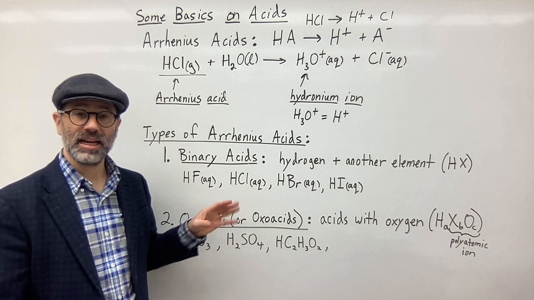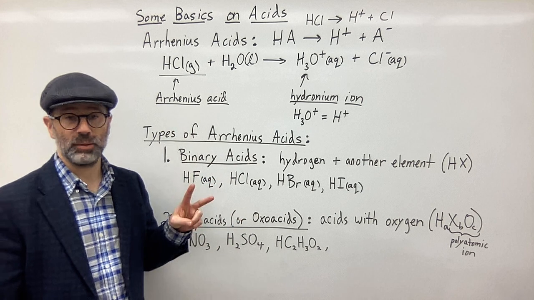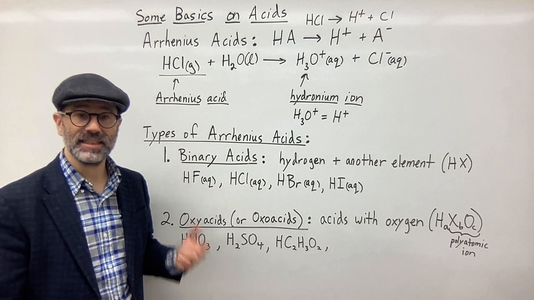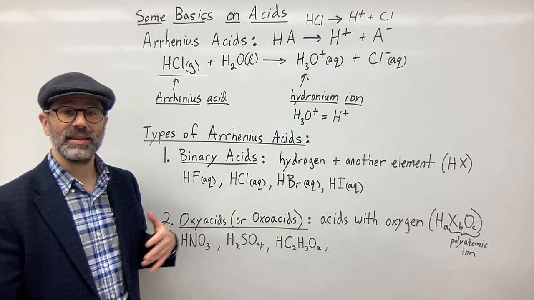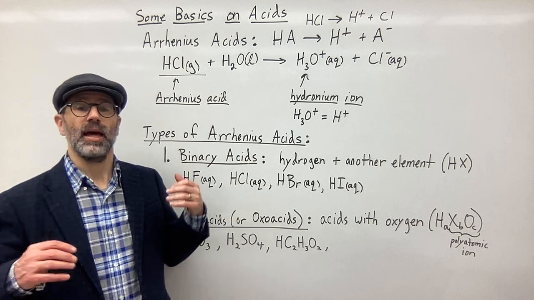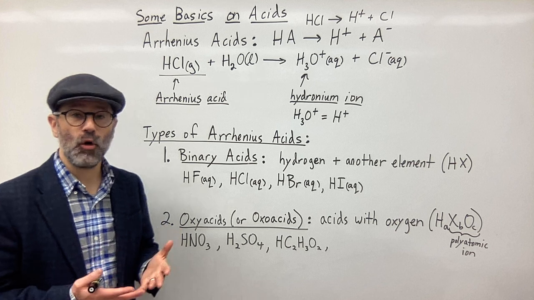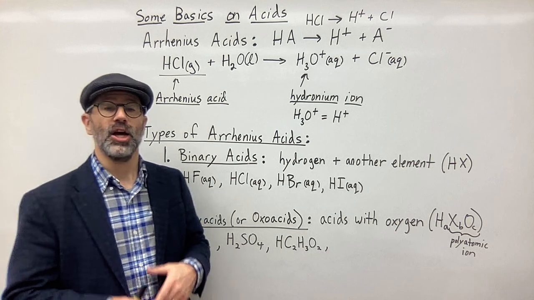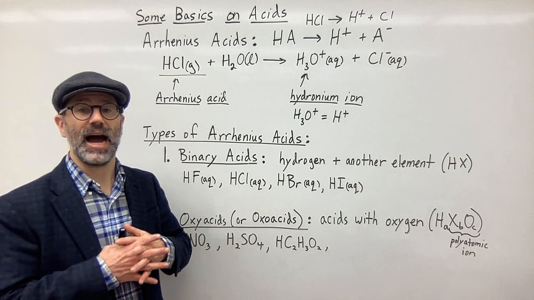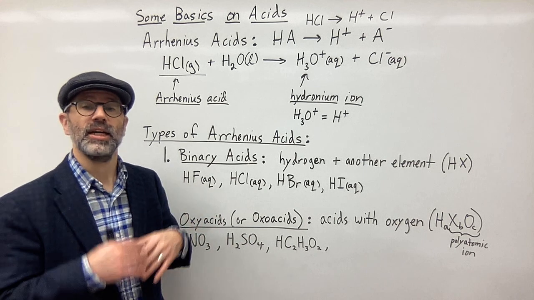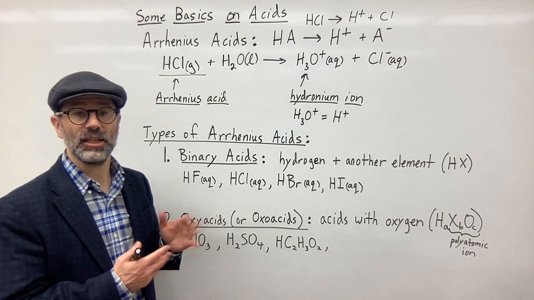Binary, as the name implies, is that you have two elements. Of course, if it's an acid, it's got to have hydrogen. That's the hallmark of an acid: anything that gives off hydrogen. And by the way, when you write the formula to an acid, you typically write the acidic hydrogens first. The hydrogen that is going to be released is written first in the formula.